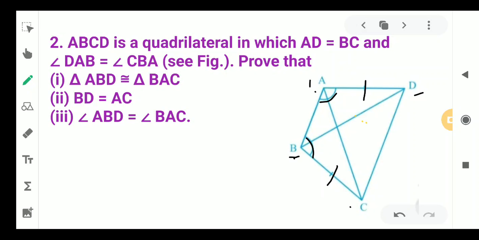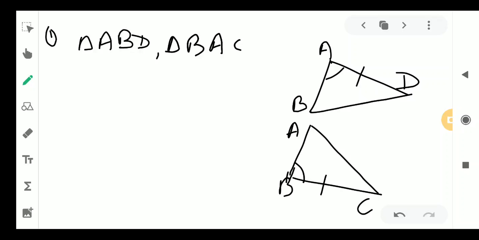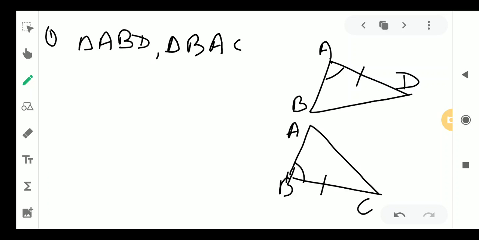Now we have to prove triangle ABD congruent to triangle BAC. This is the first part. Now let me see how to prove them congruent. So it's very simple. Now see here. It is given AD equal to BC. One pair of sides are given equal. Then angle A equals angle B, that is CBA. It is given. DAB equal to CBA, it is given.